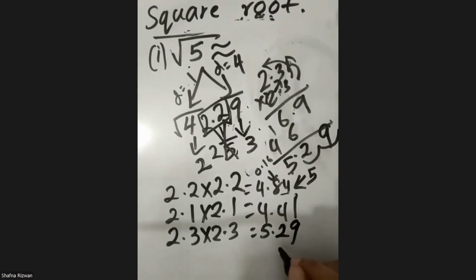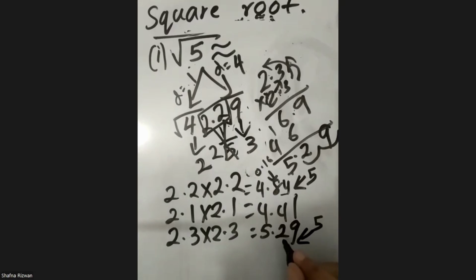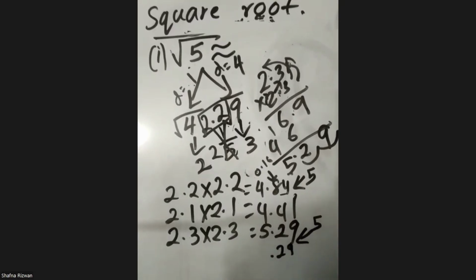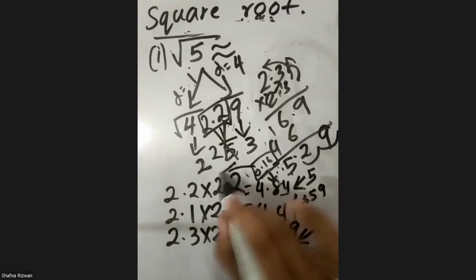But if you take here from 5, what's the difference that you have? 5.29 minus 5, that is 29. But you can't take 41 now. If from 5 you subtract 4.41, you will get 59. So you can't take this, it is the largest. I want to take the very closest value. What's the very closest value that you have? 16 or 29? 16.